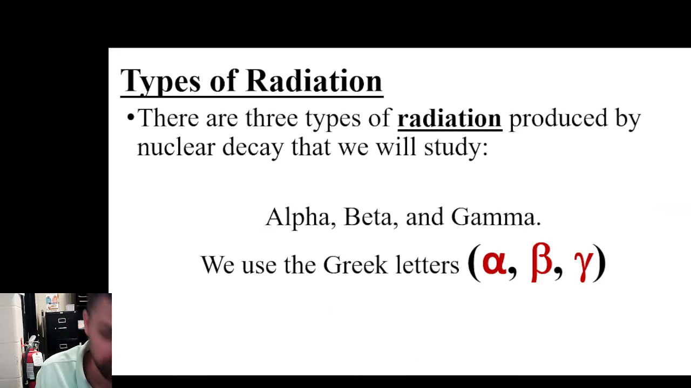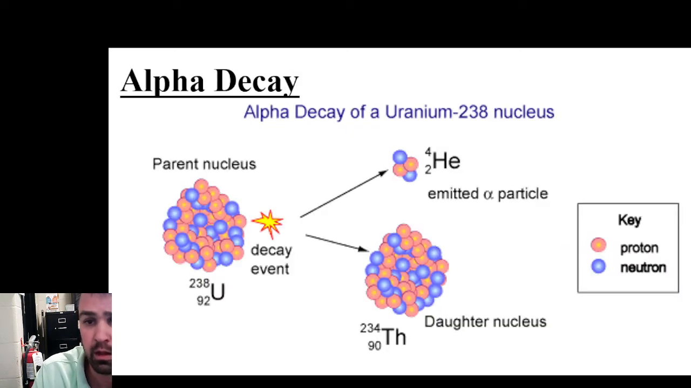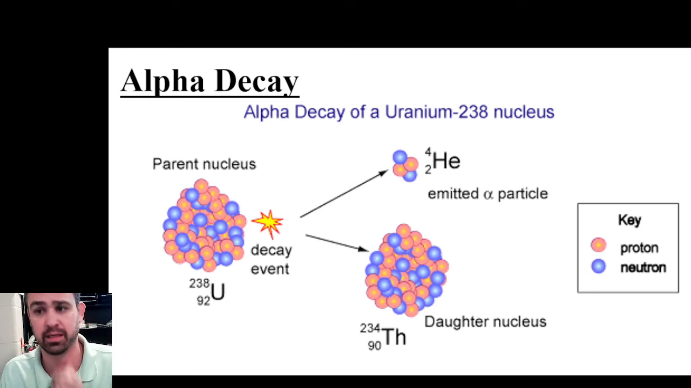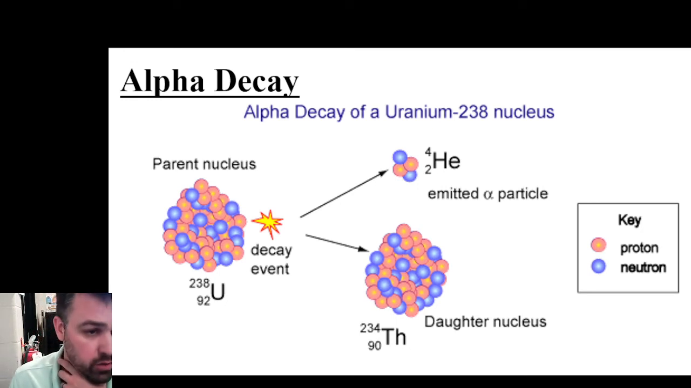All right, so the next part of this is types of radiation. All right, so we have 3 types of radiation: alpha, beta, and this is gamma, right? That's a gamma symbol, okay? So to start with alpha decay, right? Alpha decay is your least energetic, all right? Not a lot going on, but it still is a type of decay.